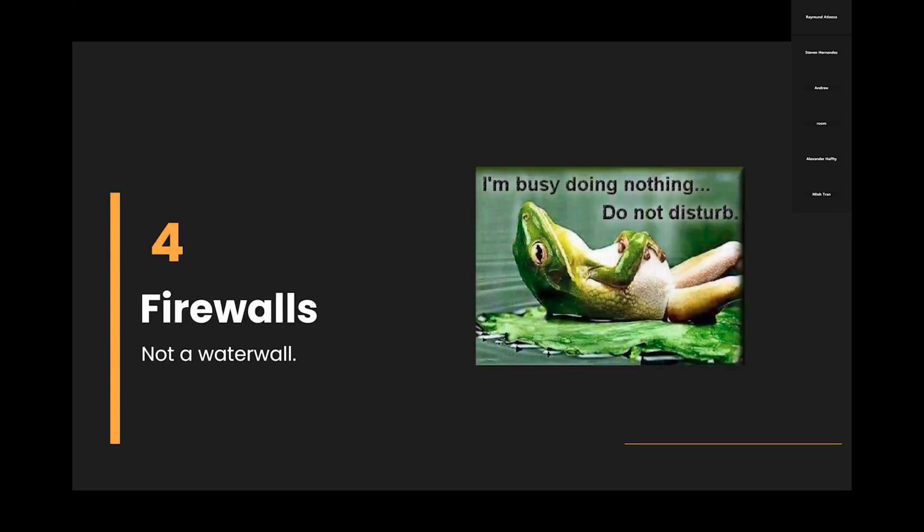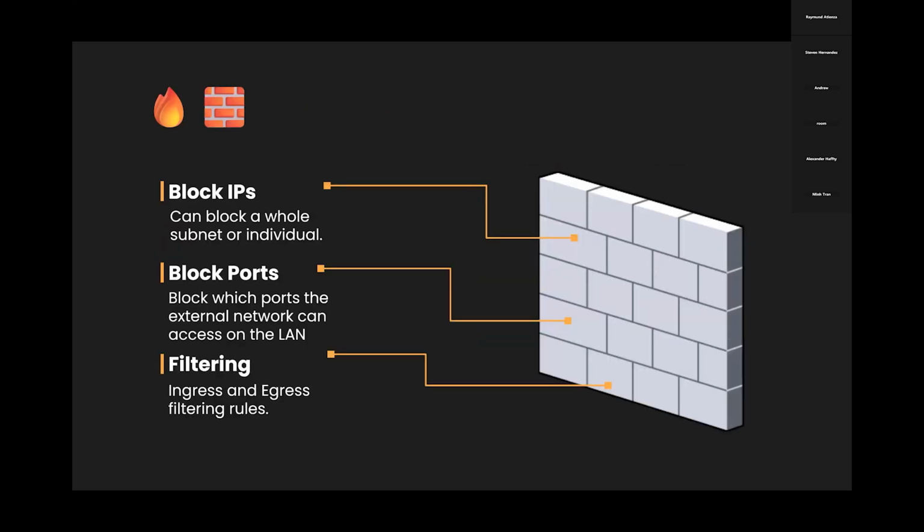And now we'll be going over firewalls, which are not water walls. And if you've competed before, you would understand. So firewalls are network security tools, and they pretty much help you allow or block traffic. So firewalls can help you block IPs. This can be an individual IP. For instance, if you notice that there's a suspicious connection between you and maybe red team, you could block that IP. You can also block a whole subnet if you want to.